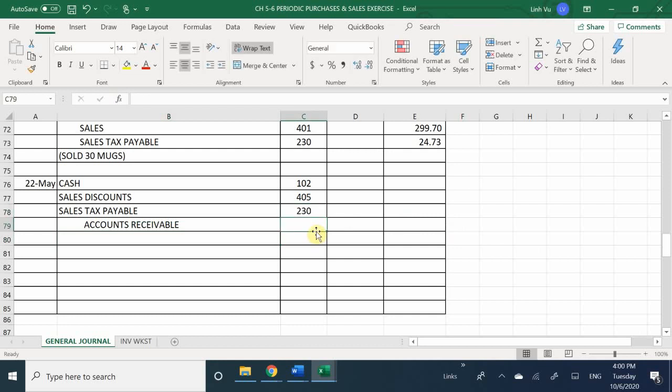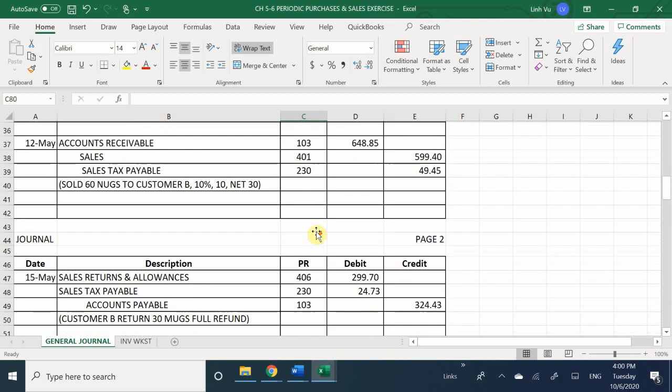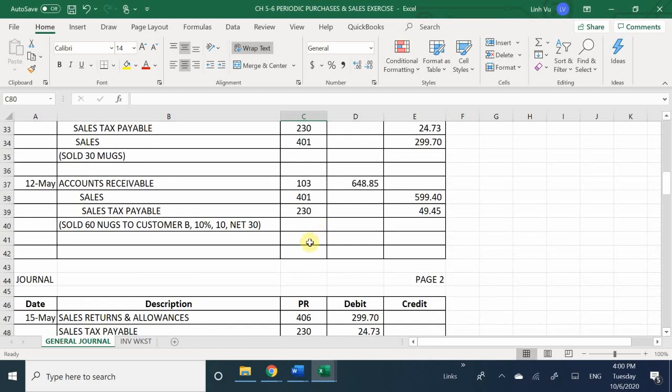The accounts receivable was 103. So this has a lot to do with calculations, right? So the accounts receivable amount is 648.85. Let's go ahead and look. 648.85. Okay? Right? I'm looking at the right one. Yes, you are looking at the right one.